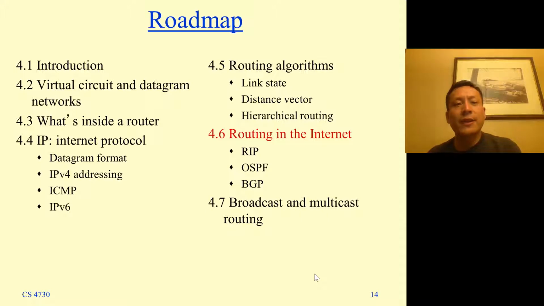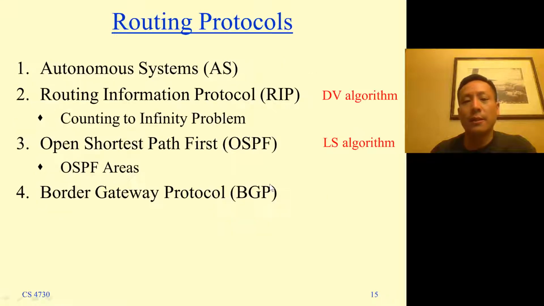All right. So after we discussed at least the basic algorithms, in 4.6 we're going to discuss the real routing protocols: RIP, OSPF, and BGP. RIP, as I mentioned, is a typical distance vector routing algorithm. OSPF is a typical link state routing protocol. BGP is used for inter-domain routing, right? So we will discuss a little bit about it.